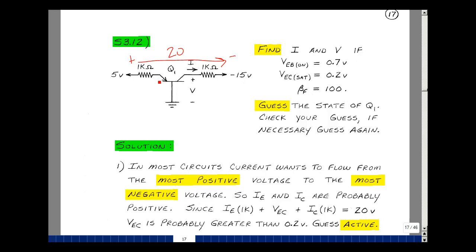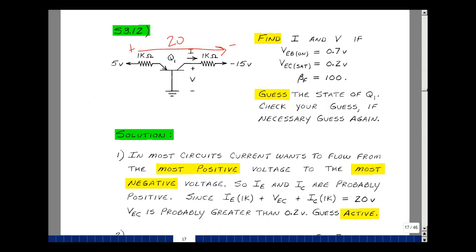A drop across here, a drop across here, and a drop across here. That's to add up to 20. This is probably bigger than 0.2, given that these are just 1K resistors. So I'm going to guess that this is probably in the active region.